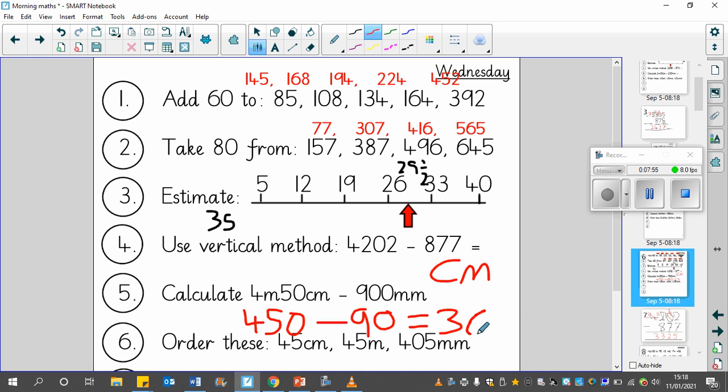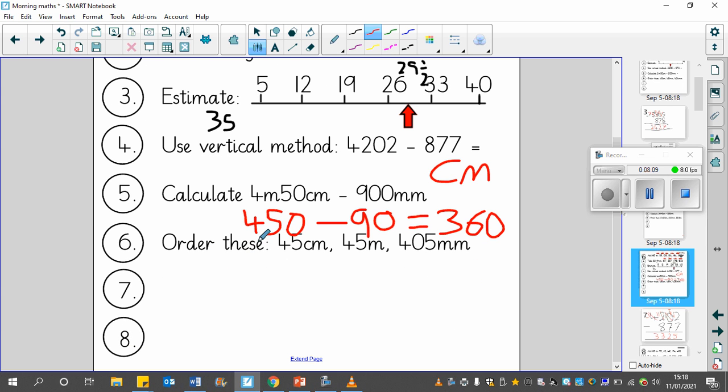So 90. And the answer, 450 take away 90 is 360. And if you know your 9 times table, this helps because 45 and 9 and 36 are all in the 9 times table.